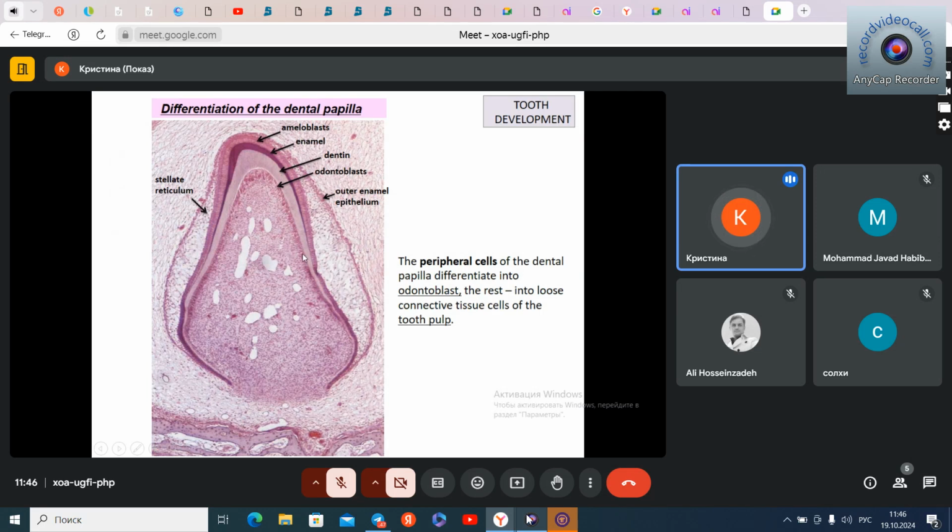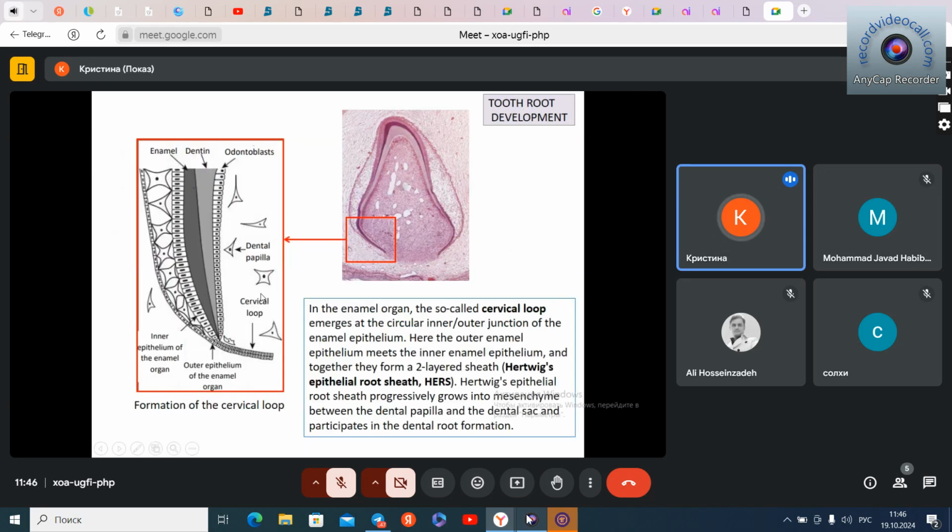In the papilla, the peripheral cells become odontoblasts, and all other cells will turn into the cells of loose fibrous connective tissue in the tooth pulp. In the area where the root starts to develop, the inner and outer epithelium meet together to form the cervical loop. It elongates downwards and forms the two-layered Hertwig's epithelial root sheath, which navigates the development of the root of the tooth. Root of the tooth will include the pulp.